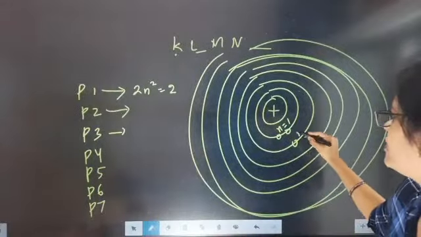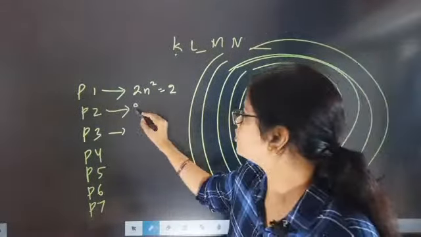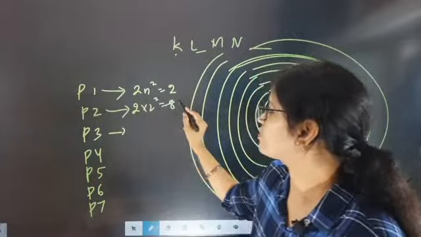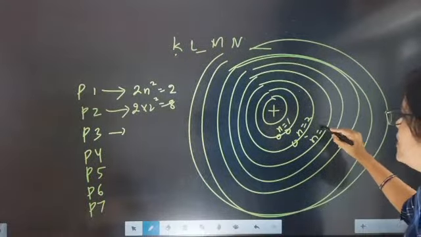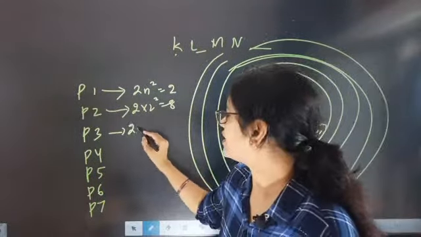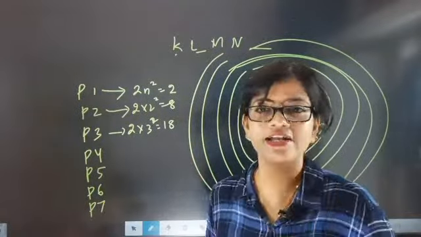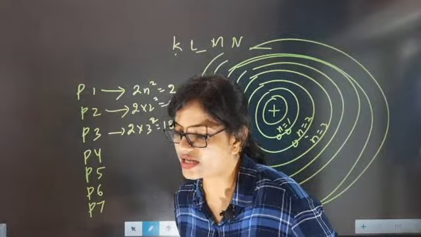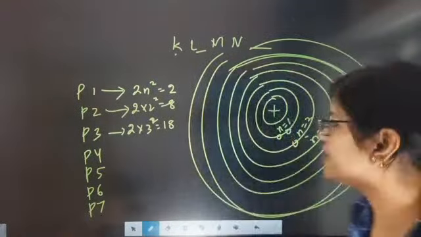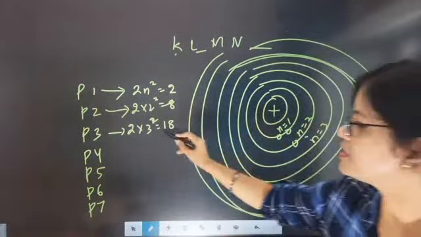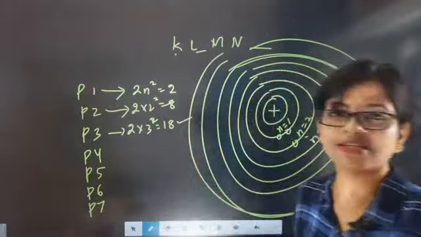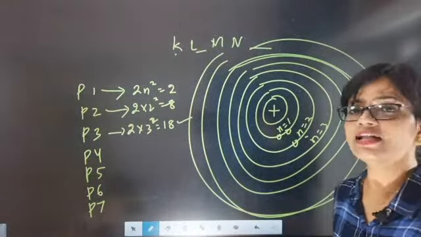For the second period, n will be equal to 2. So 2 into 2 square, 8 electrons. Third orbit, n equals 3. So when n equals 3, 2 into 3 square, it contains 18 electrons. Sorry, the third orbit has the capacity to hold 18 electrons.